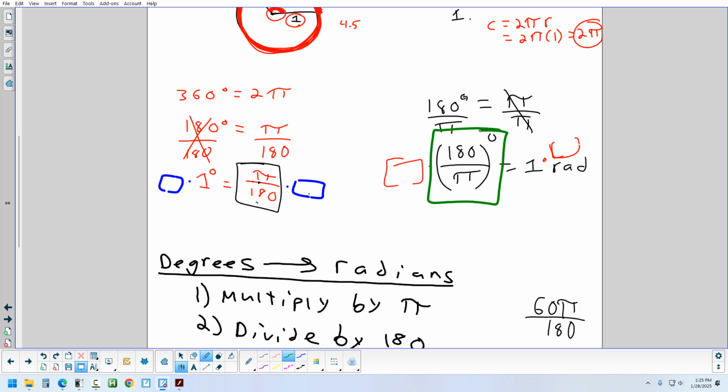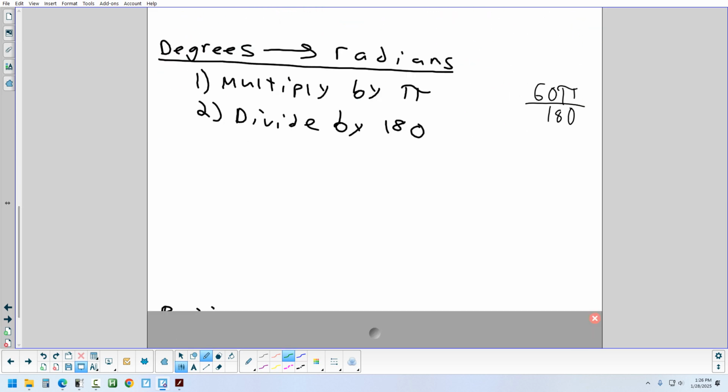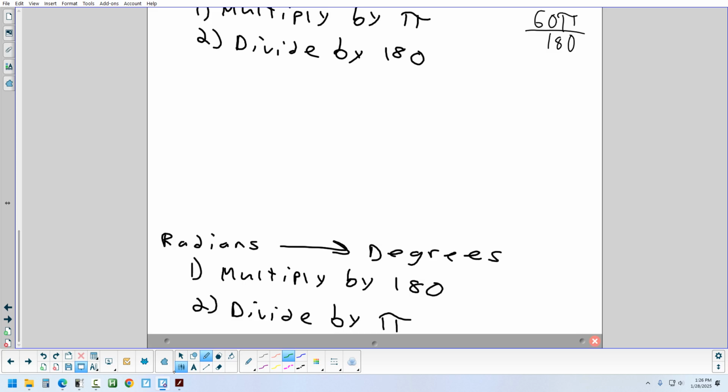To convert from a radian to a degree, you take whatever's in this box, and you're going to multiply it by what? 180. Multiply by 180 and divide by pi. So if it's like 0.87 radians, I do 0.87 times 180 divided by pi. Yep. So that's the 2 steps to change a radian to a degree. Multiply by 180 and divide by pi.